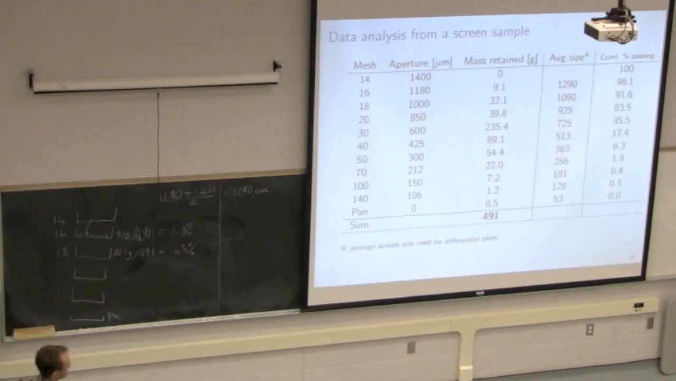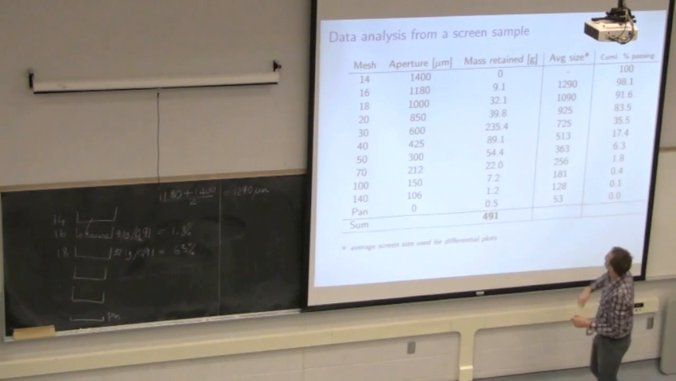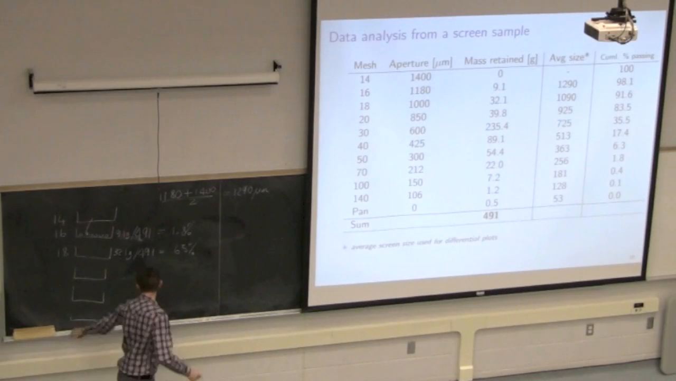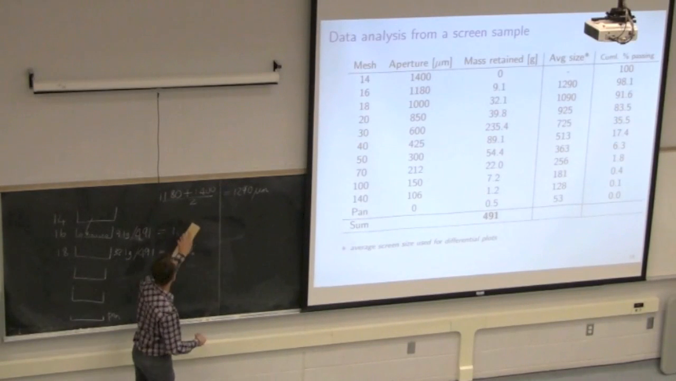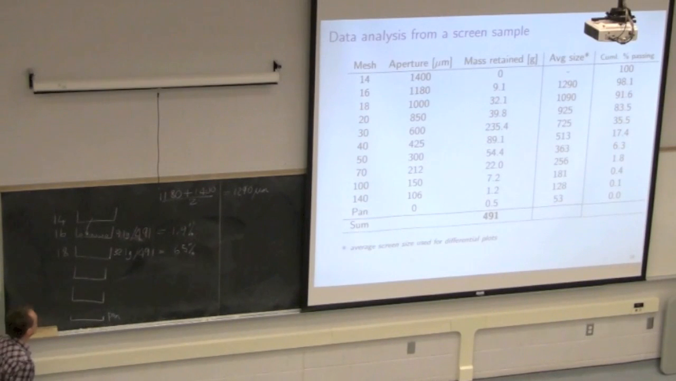Then I can accumulate that mass. So what we talk about is the cumulative percent passing is one way of dealing with this. So 100% of my mass passes through the first screen because there's no retention on it. The next screen, there's 98.1%. That comes from this figure over here. I apologize, this is an error. This should be 1.9 or 1.8. Okay, so that 1.9% is retained. In other words, 98.1% passes.